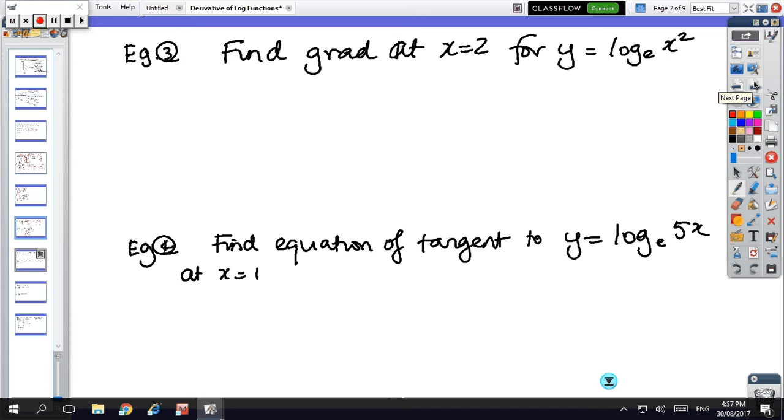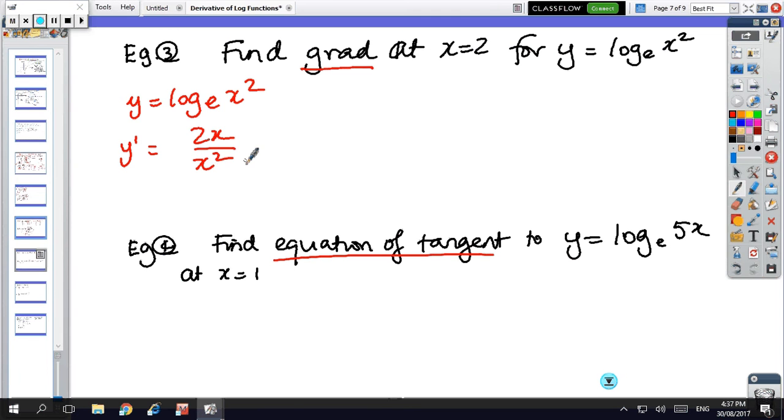Okay, so now we're going to use the derivative to find gradients, and we'll also find the equation of a tangent. So we're going to use these things. Okay, so first thing you do is, we've got y equals log e x squared. So y dash equals 2x over x squared. The derivative of x squared is 2x. And then the x cancel out, so you end up with 1 on x again. So at x equals 2, y dash equals 1 over 2. And that's the end of it. Okay. Next one.